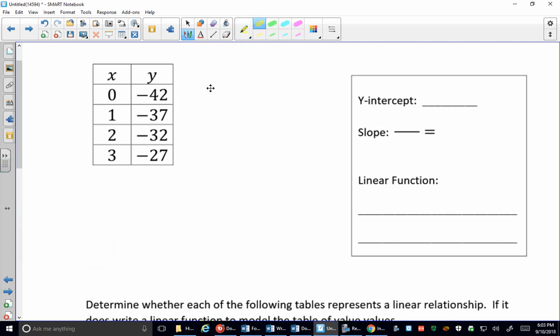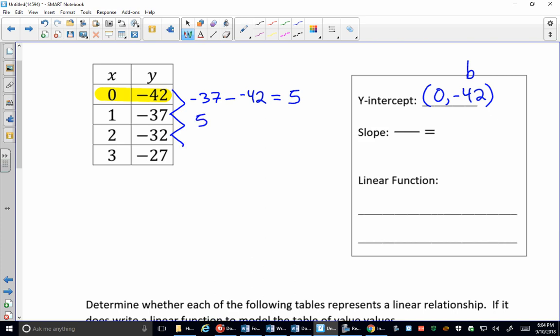Ladies and gentlemen, so the second example, here's our y-intercept, 0, negative 42. Yet again, that's our b value. Our slope, so as we subtract negative 37, subtract negative 42, we get a positive 5. So that's telling us that the values are increasing by that amount. And as we subtract, we get 5. And as we subtract, we get 5.